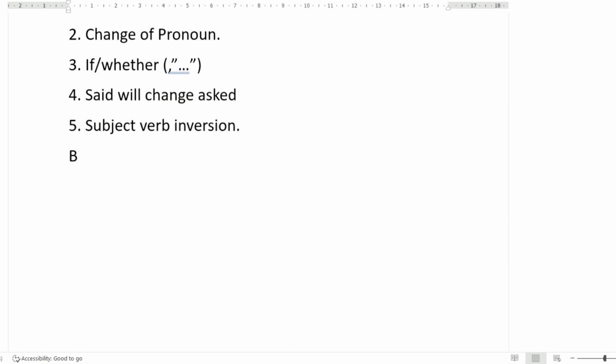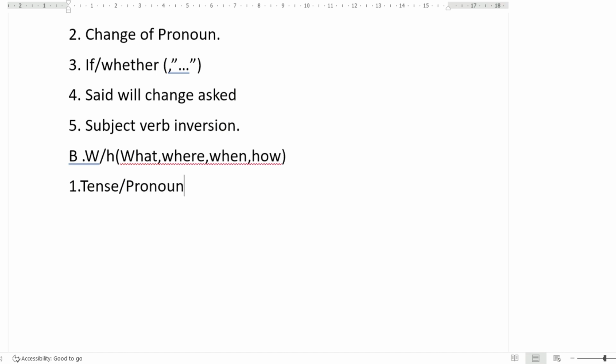Now the next type of questions are the WH questions, those which begin with words like what, where, when, how, etc. Okay, so how are we going to change these sentences into indirect speech? Same thing again, tense will change. Okay, then pronoun will change. Okay, now in this case, no use of that, no use of if or whether, nothing.